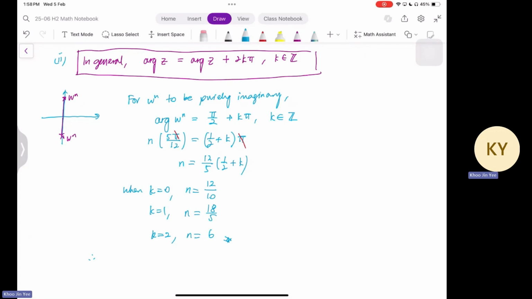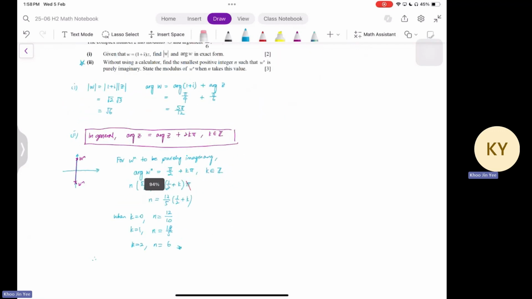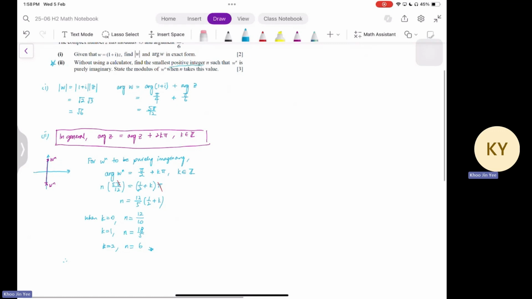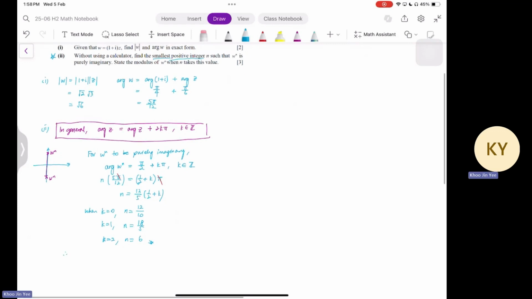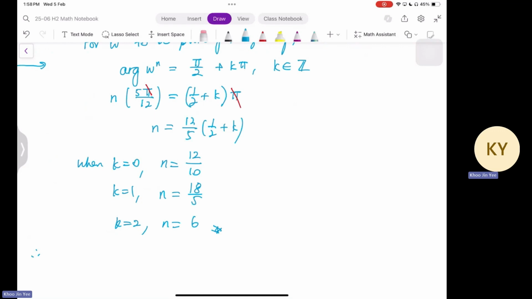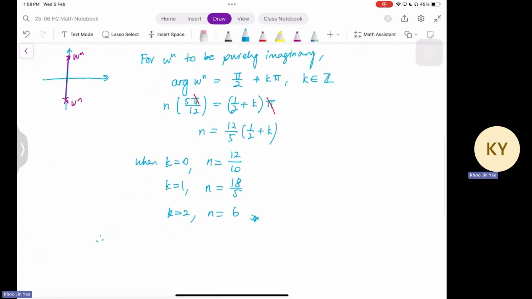Now k, right? If k is negative, n would also be negative, correct? If k is negative 1, negative 2, and so on, n will be negative. But n has to be a positive integer. In the question they already give that n is a positive integer. And because of this, if you go backwards, it's going to get smaller and smaller. If you go forward, 6 is the first smallest positive integer that you will see. So because it's the first, it will be the smallest positive integer.